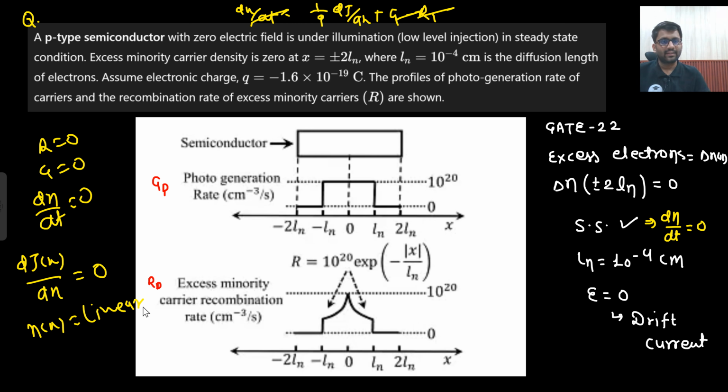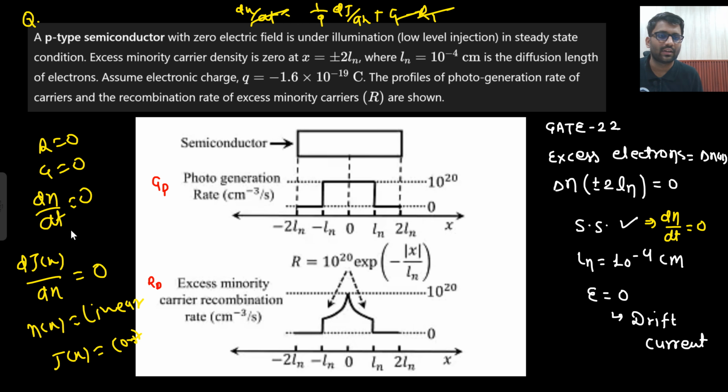If your nx is linear, then the differentiation of it would be constant, and the differentiation of a constant would be 0. What I mean to say is that if d by dx of jx is equal to 0, what does that mean? That your jx is constant? Say yes or no. If jx is constant, that means your diffusion current is constant.